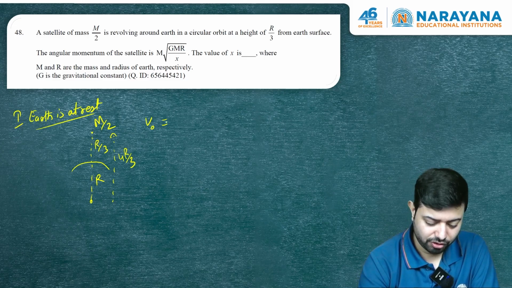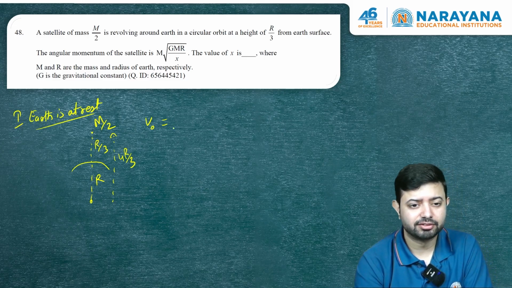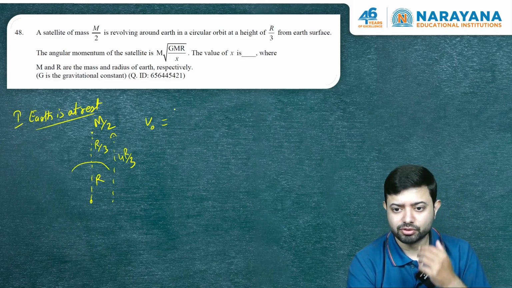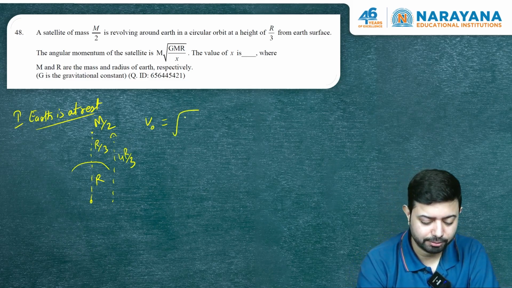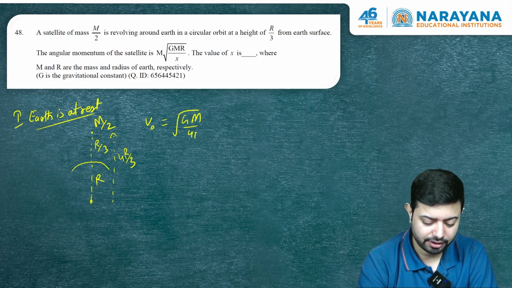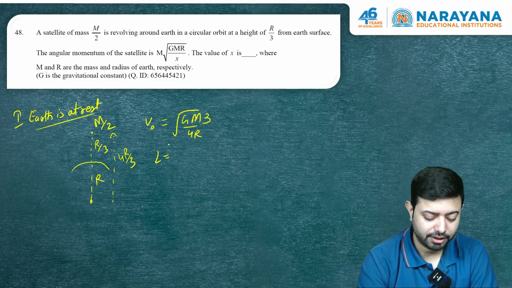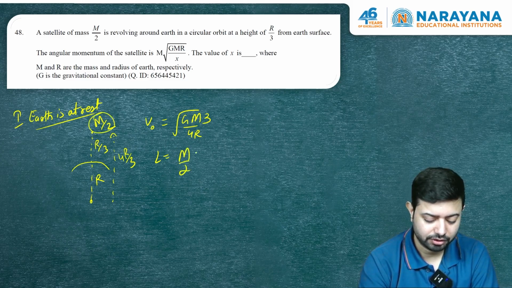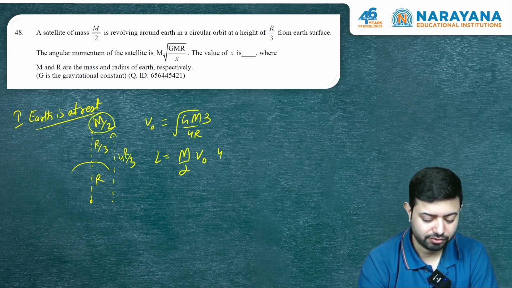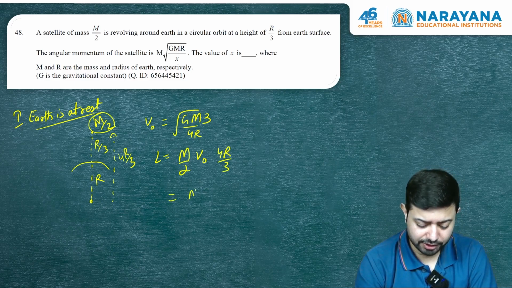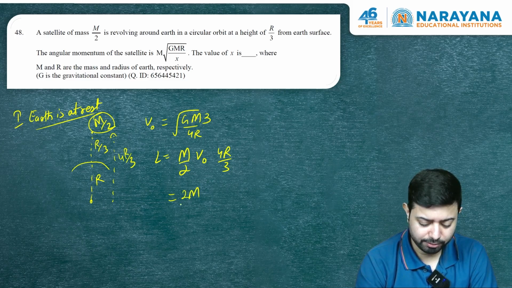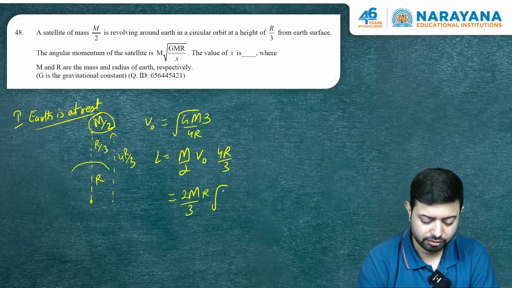Okay. So, the orbital velocity, in that case, we have seen in classes or in books, the formula becomes root of GM by r. What is r? 4r by 3. Okay. And we know the angular momentum will be nothing but the mass which is moving, m by 2, times the orbital velocity, times the distance, which is 4r by 3. So, what is this becoming? L is going to be m by 2 into 4r by 3 into root over 3GM by 4r.